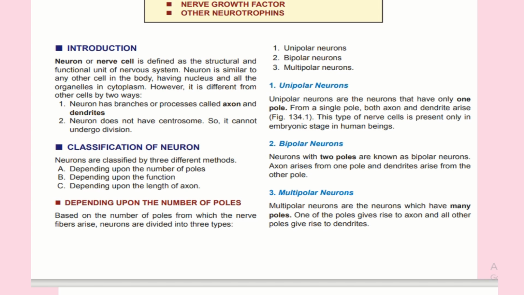Two things you must remember about neurons. They are the structural and functional unit of the nervous system. They contain branches or processes called axon and dendrites, and neurons do not have a centrosome, so they don't undergo division.